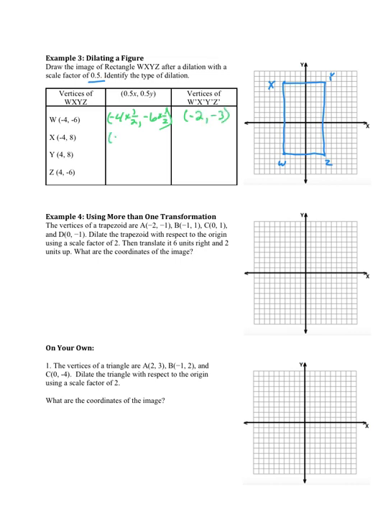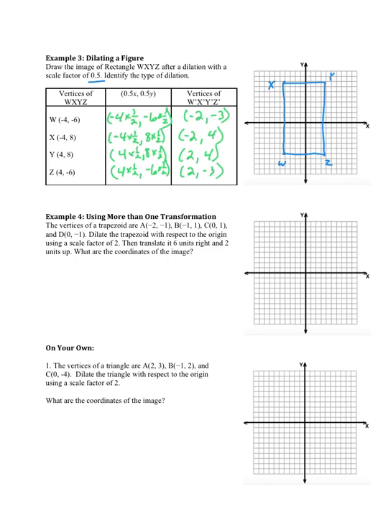Here I have -4 times 1/2 and 8 times 1/2. That gives me -2, 4. Here I have 4 times 1/2 and 8 times 1/2. That gives me the point 2, 4. And last I have Z. And for Z prime, I'll have to multiply each of those values by 1/2. And I get 2, -3.